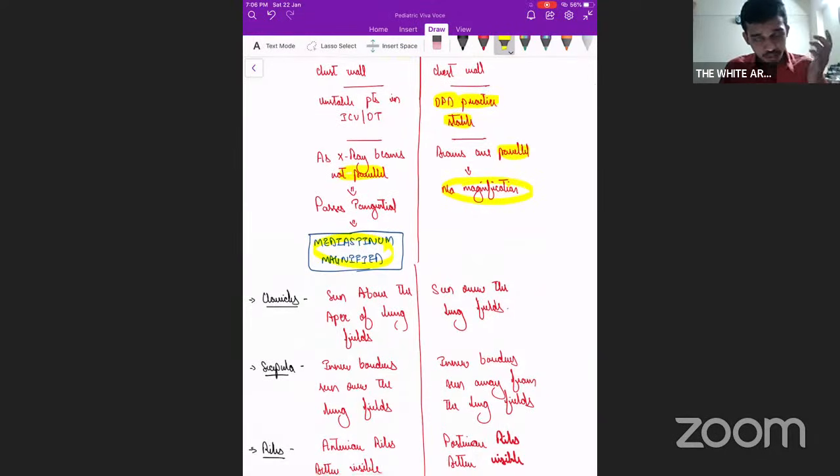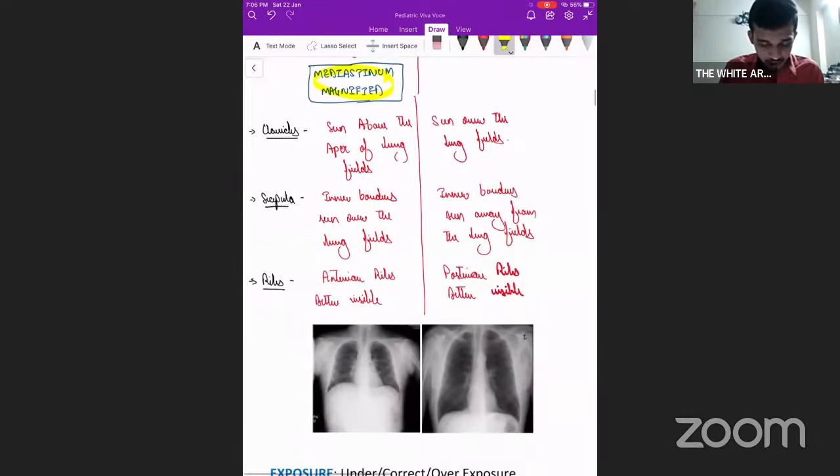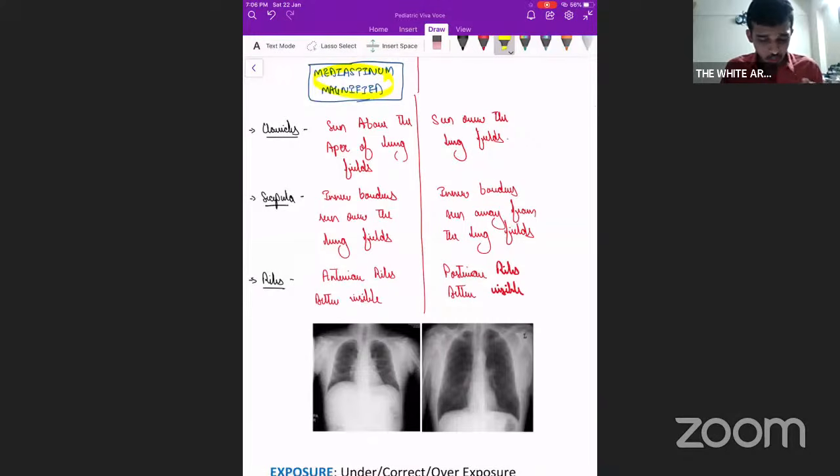Then by looking at the X-ray, how do we tell whether it is an AP or PA view? One is to look at the clavicles. In an AP film, the clavicle is seen above the apex of the lung fields, correct? As you see over here, these are the clavicles.